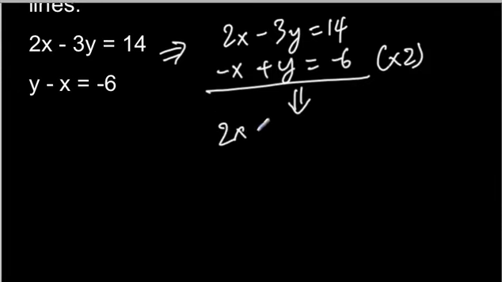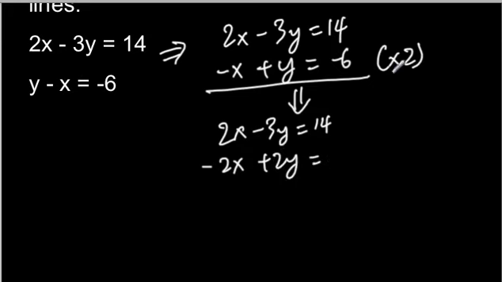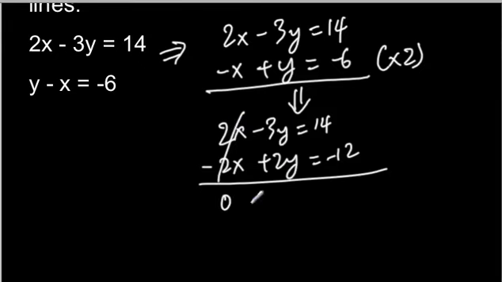So it's 2x minus 3y is equal to 14, and it's -2x plus 2y, because y times 2 is plus 2y. And then -6 times 2 is -12. And what we're going to do is just add these together. So those cancel out because 2x minus 2x is equal to 0. -3y plus 2y is equal to -y. And 14 plus -12 is 2.